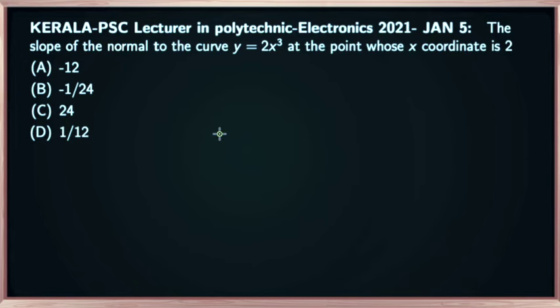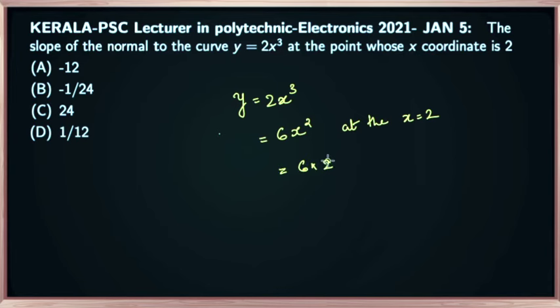Slope of the normal to the curve y is equal to 2x cube at the point whose x coordinate is 2. So if you want to find the slope of normal to the curve, first you differentiate the curve, which is y is equal to 2x cube. If you differentiate the curve, you will get 6x square, and at the point x equal to 2, the value of this slope is equal to 6 into 4, which is equal to 24.